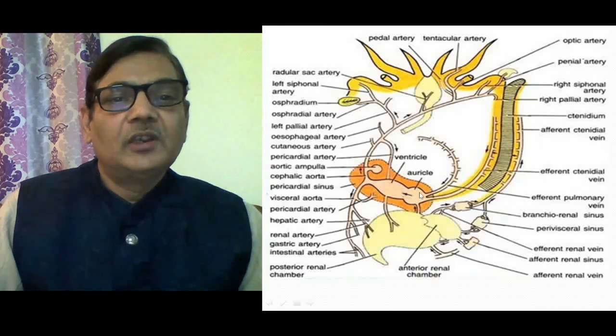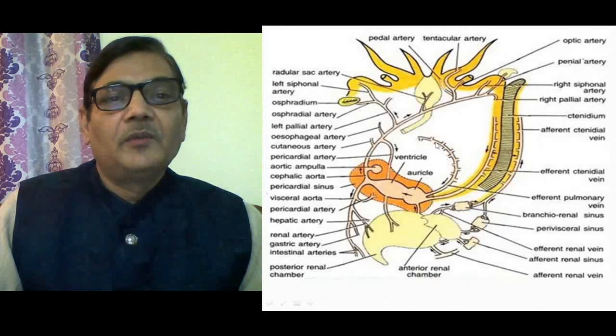Now you can see that there are three major veins which pour blood into the auricle, the first chamber of this heart. The first vein you can see here, centrally, this one, is the efferent pulmonary vein. Efferent pulmonary vein collects blood from the pulmonary sac and then supplies this to the auricle.